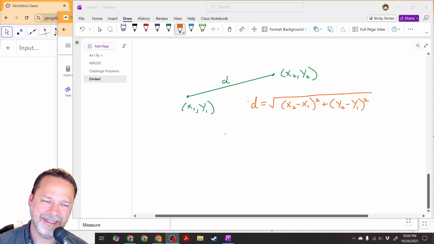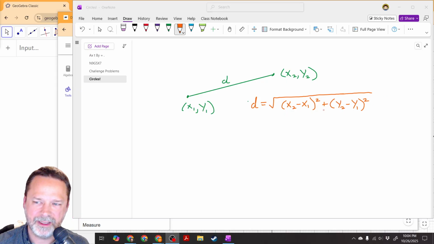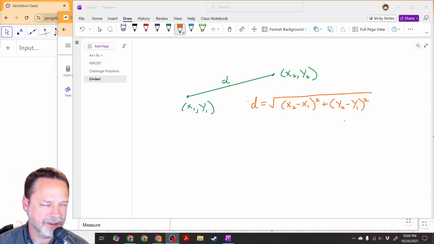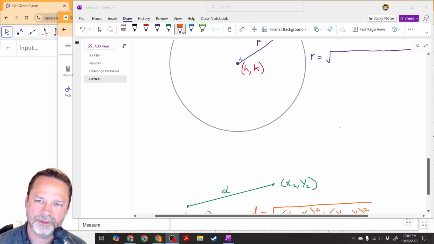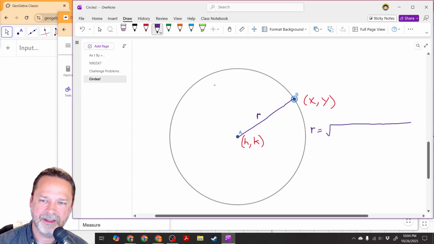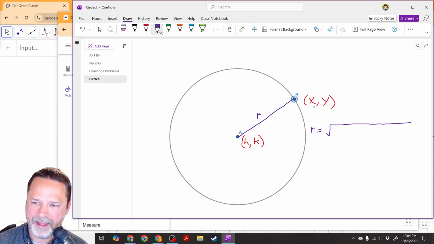Just to remind you, the distance between 2 points. Let's say one point has the coordinates x1, y1. The other has the coordinates x2, y2, that distance we'll call d is the square root of x2 minus x1 squared plus y2 minus y1 squared, all under the square root there. That's the distance between 2 points. And so we know the distance between 2 points on a circle because they're always the same. In this case, r, it's going to be determined.